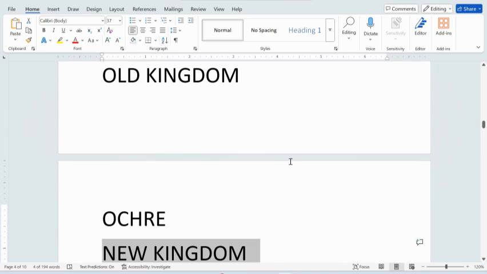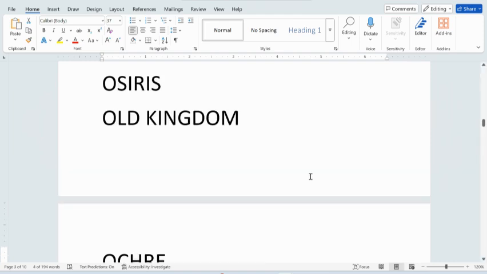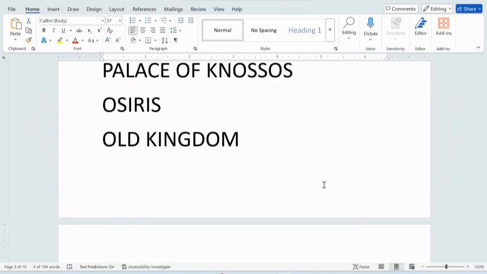All right, Old Kingdom. What kind of art or architecture did we look at that was strictly from the Old Kingdom? All right, Osiris shows up on the test. The Palace of Knossos is on the test. That's where they thought that the labyrinth was.